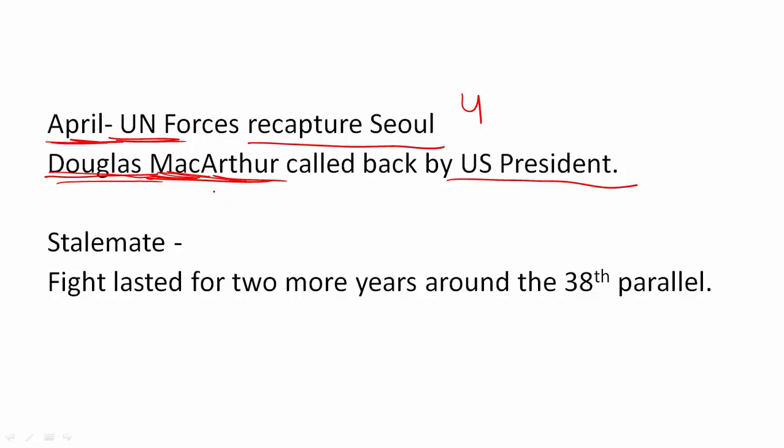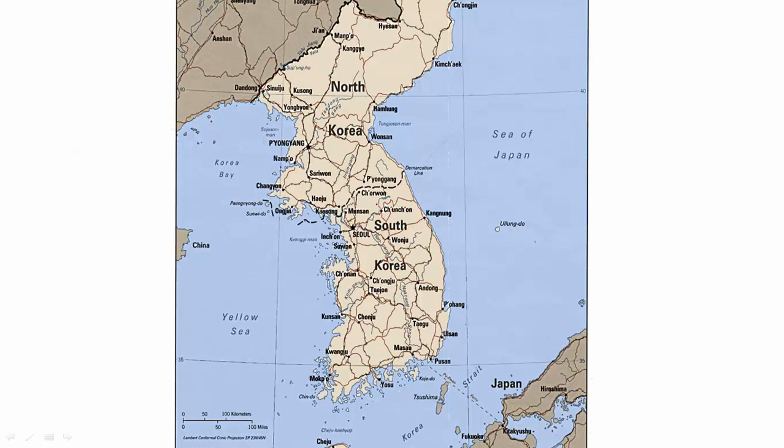Now after this, when the UN forces captured Seoul, they again pushed the North Army to the border. This is the 38th parallel. So now again the North Army, the Chinese army was somewhere here. Now this fighting went on for 2 years in this area only. There was kind of a stalemate.